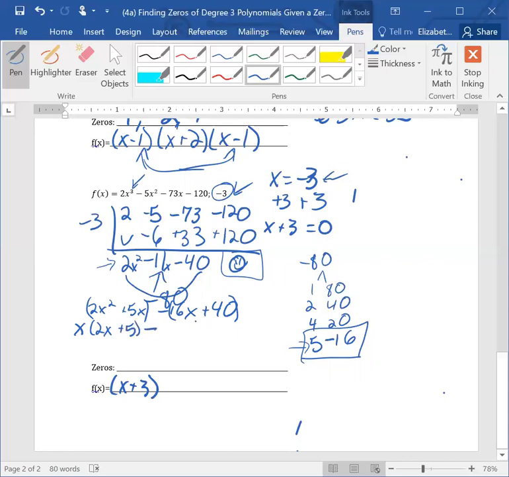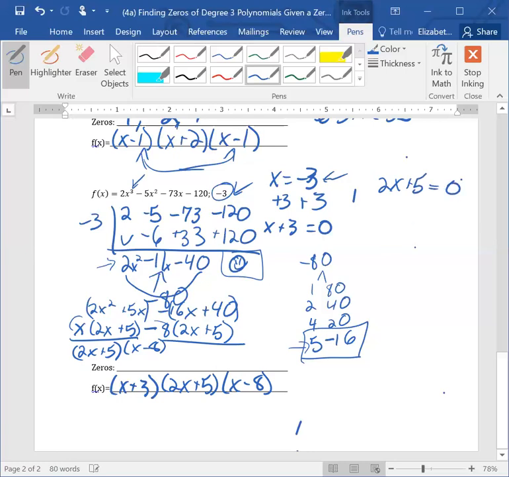What does 16x and 40 have in common? Well, the 8, right? So let's factor out an 8. So that leaves me with 2x plus 5. Factor out the GCF of each of these terms, which is 2x plus 5. So 2x plus 5. And that leaves me with x minus 8. All right, so my other two factors here are 2x plus 5 and x minus 8. And then let's set each of those pieces equal to 0. So 2x plus 5 equals 0. x minus 8 equals 0.